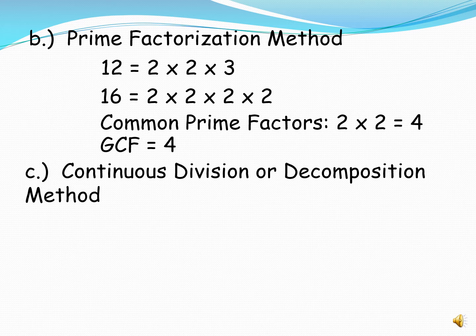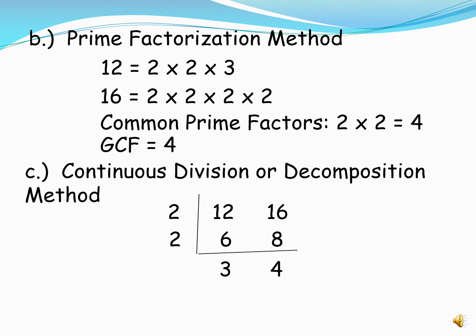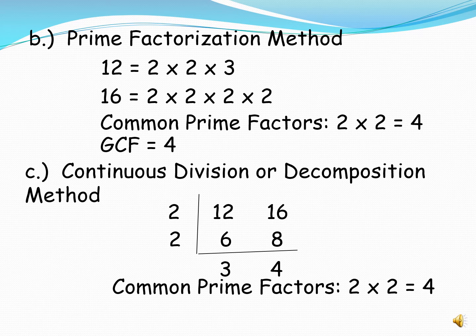Using the continuous division or decomposition method, we have 12 and 16 divided by 2. So 12 divided by 2 is equal to 6, and 16 divided by 2 is equal to 8. Then 6 divided by 2 is equal to 3, and 8 divided by 2 is equal to 4. 3 and 4 have no common factor other than 1. So the common prime factors are 2 times 2, which is equal to 4. So the GCF is equal to 4.